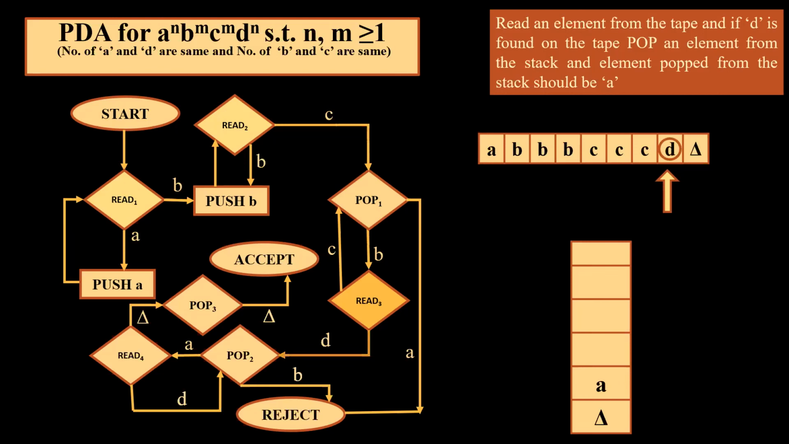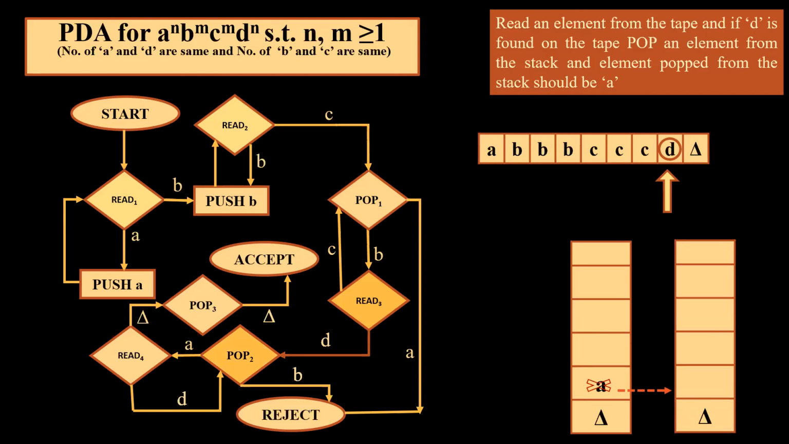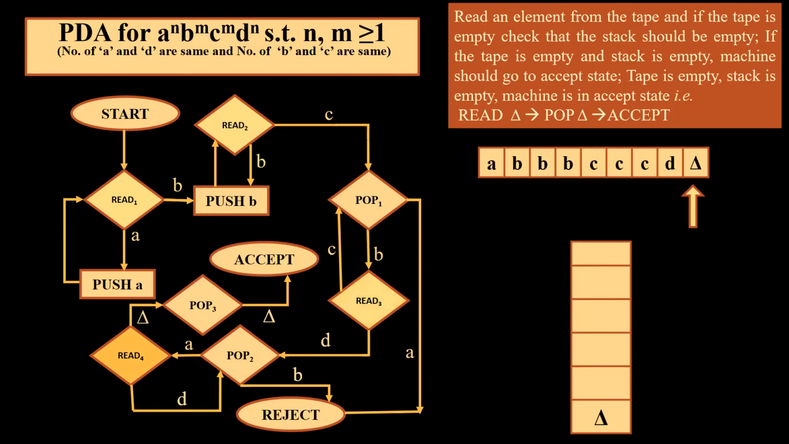So read 3 leads to pop 2 on reading D from the tape. We move towards pop 2, and corresponding to D which is read, we should get compulsorily A popped from the stack. When the A is popped from the stack, the machine is in read 4 state. From here, the next input which is read is delta, that means tape is empty. When tape is empty, stack should also be empty. The stack is empty, so read delta, pop delta, etc.